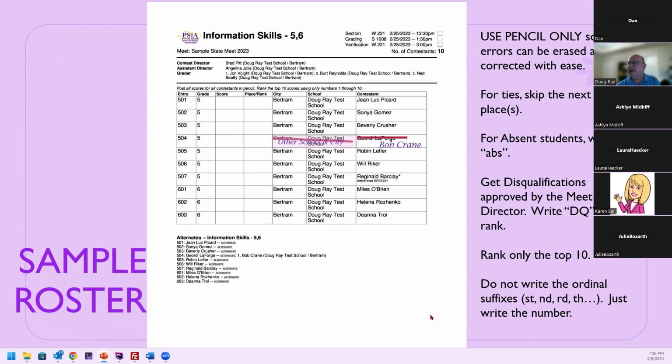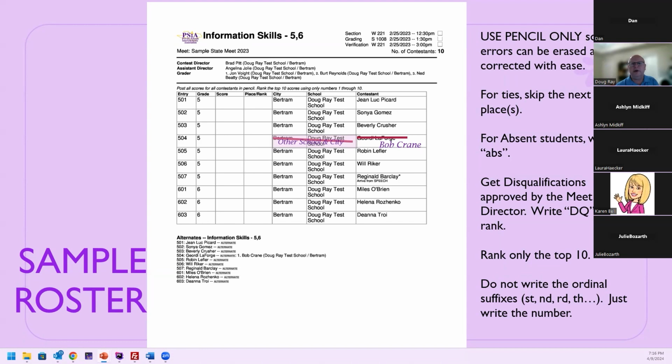When you go to fill out the roster, please use pencil only because we do make mistakes. We do change things. You go to verification and you find out that an answer was incorrect, and so therefore now it changes that. Now you've got to change all the scores and things like that. For ties, be sure and write tie next to the rank that is involved in a tie, and you skip the next place that would have been part of that tie. I'll show you an example of that in a second.